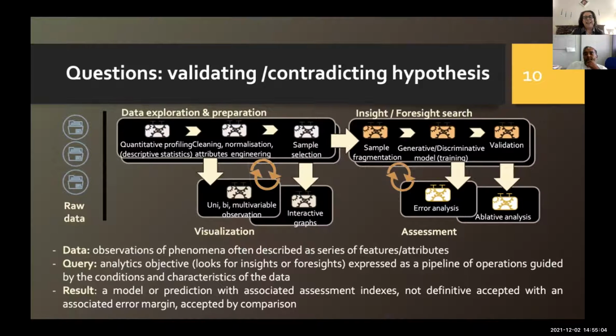Queries have analytics objectives, look for insights or foresights expressed as pipelines, and they are guided by the conditions and characteristics of the data. And then, very important, the results are models and predictions. Okay, they are not data. And very important, they have associated assessment scores because they are not completely valid. Okay, they are estimations, and so I have to associate them with assessment indexes in order to determine error margin, and they are accepted by comparison.